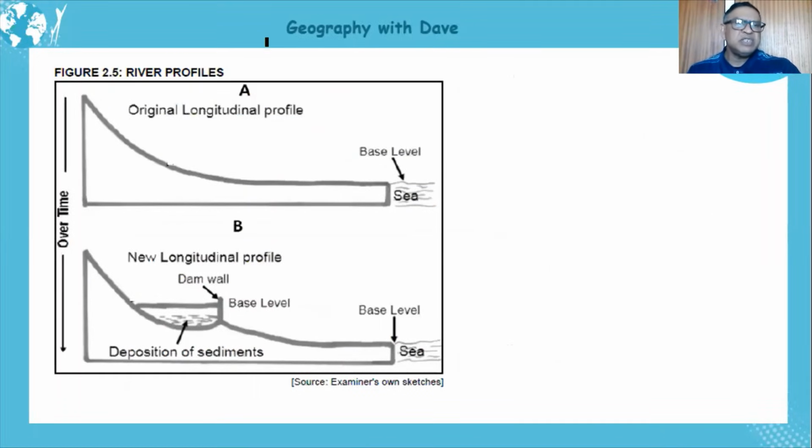This shows us river profiles. I know 2 river profiles, the cross and the longitudinal. This is a longitudinal profile. What do I see here? Base level, it's the sea. That's our permanent base level. Once water enters there, that's it, it's permanent.